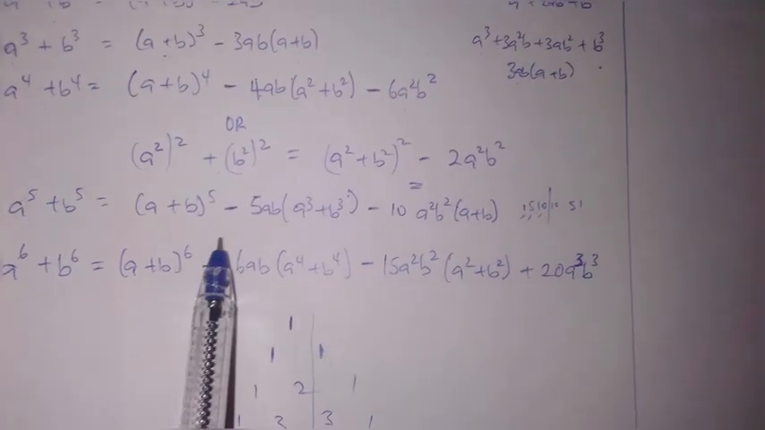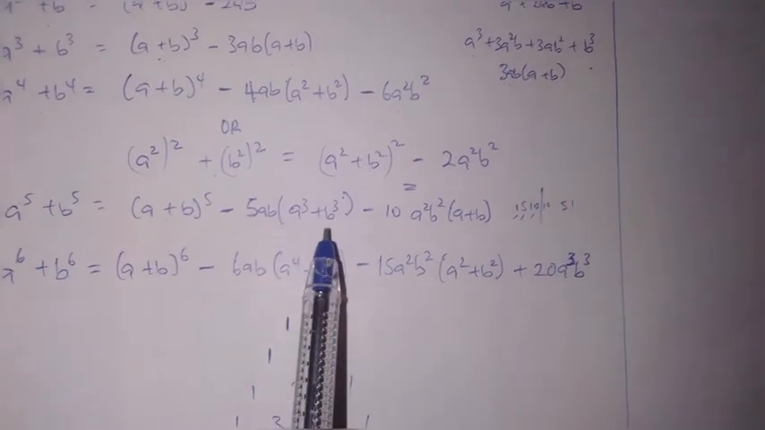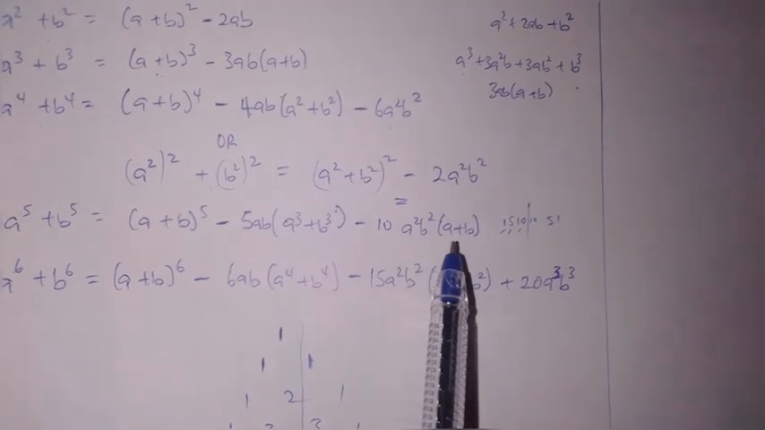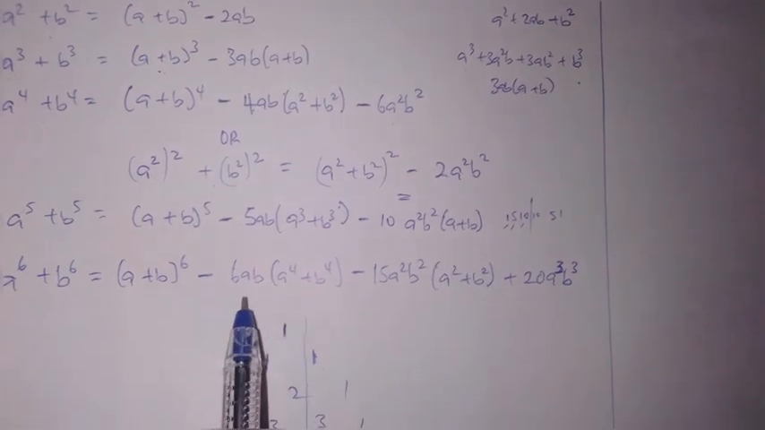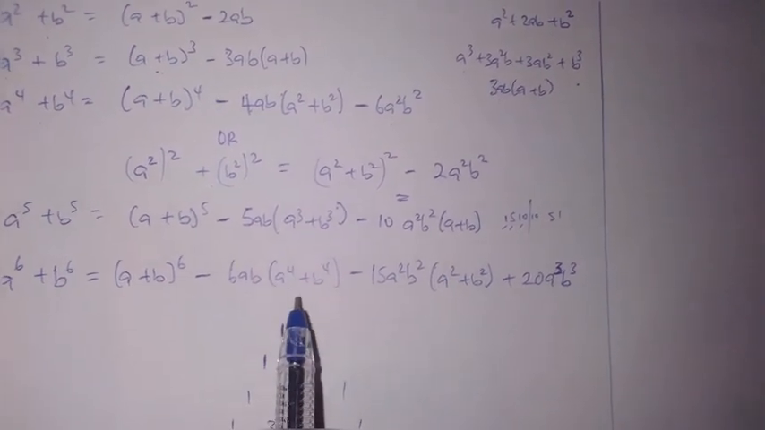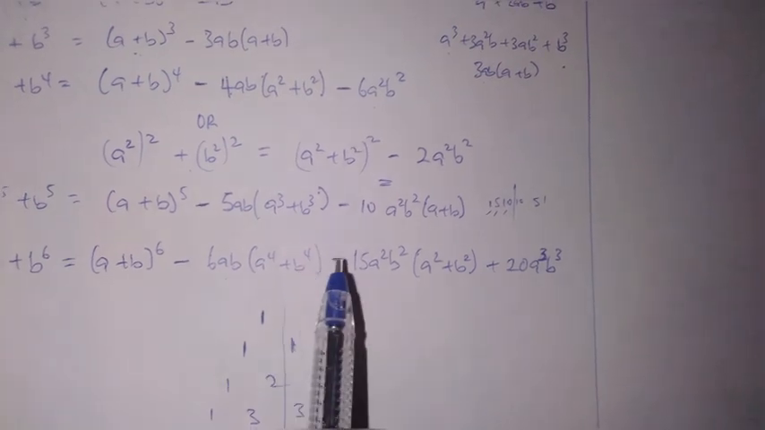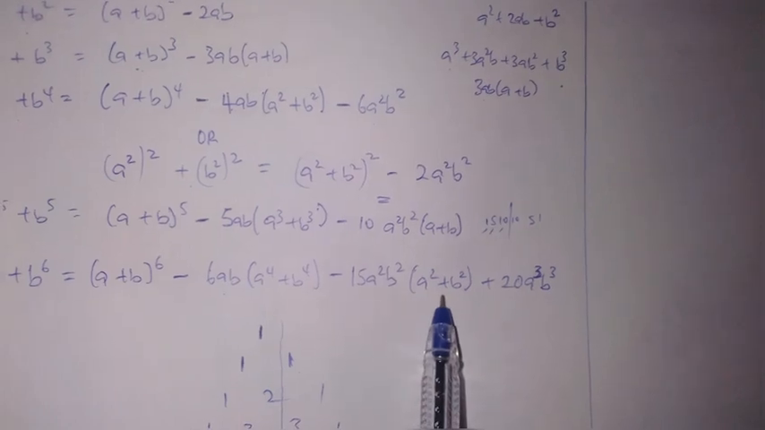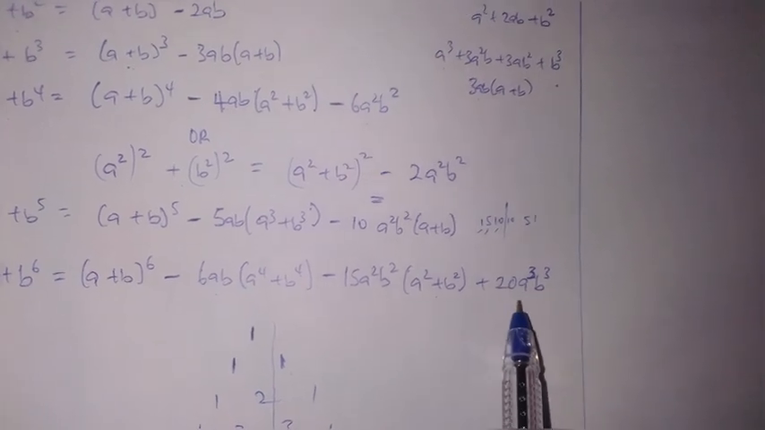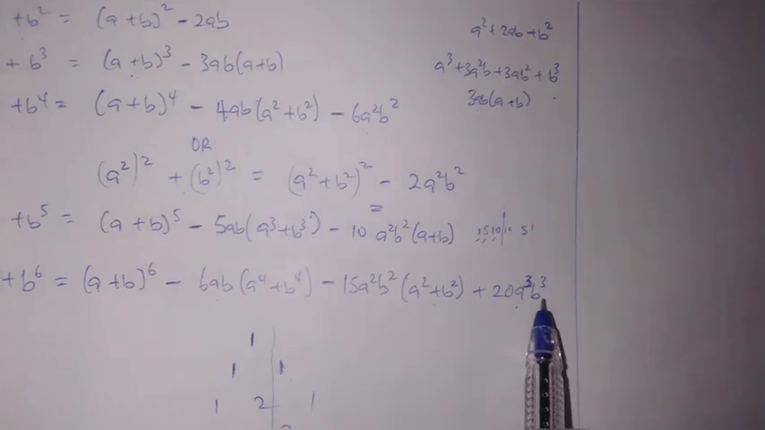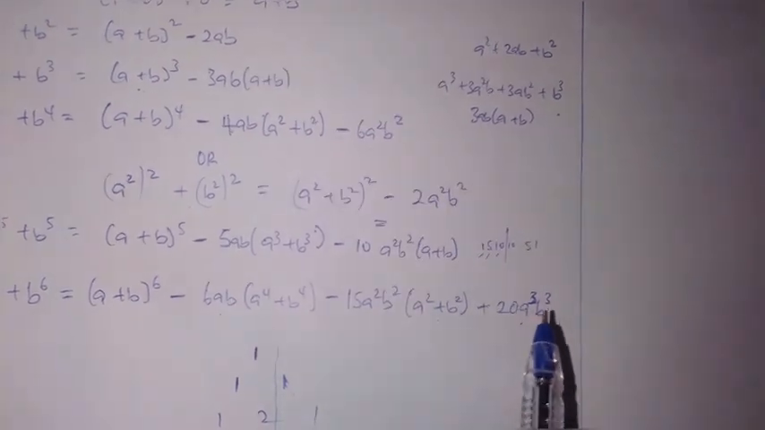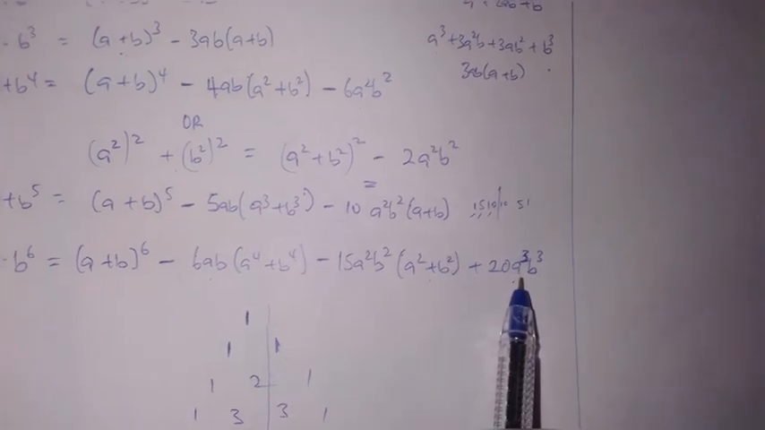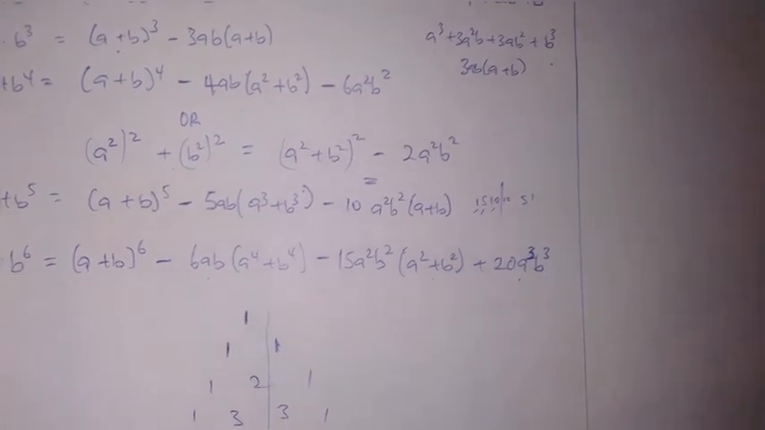Then for 5, we have 5ab into a cube plus b cube, increment. Then minus 10a squared b squared into a plus b. Then for 6, we have 6ab into a raised to power 4 plus b raised to power 4, minus 15a squared b squared into a squared plus b squared. Then finally plus 20 a cube b cube. You can see the powers going from squared towards cube, and so on. So if I have this one up to cube also, the next one will be raised to power 4.